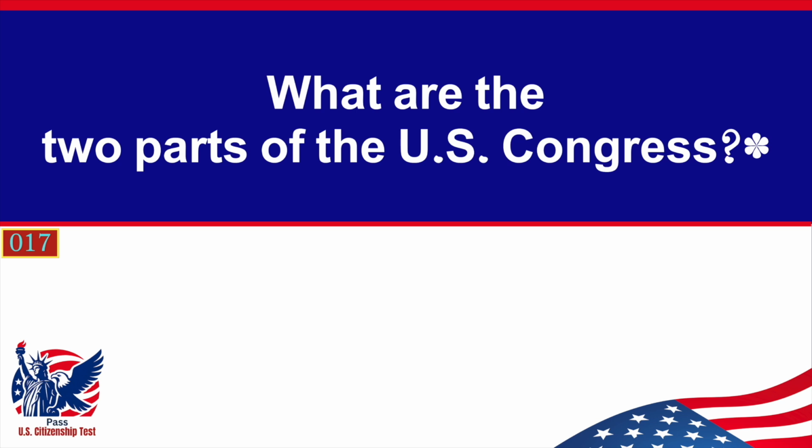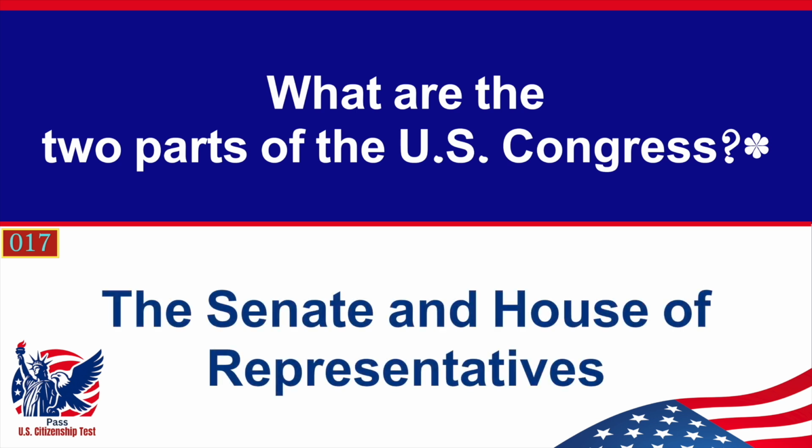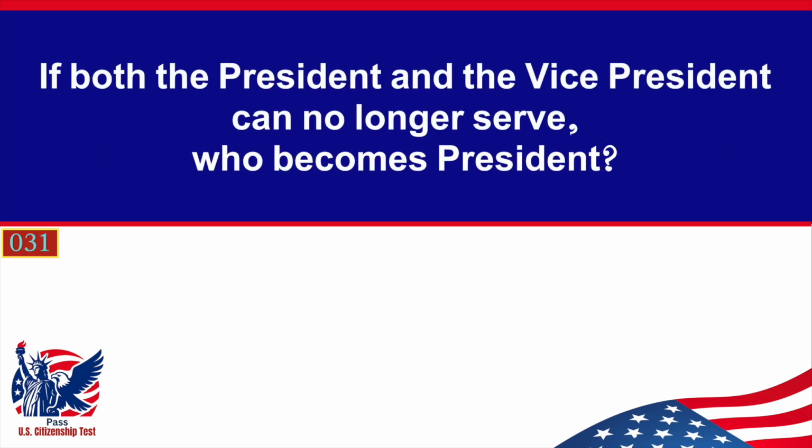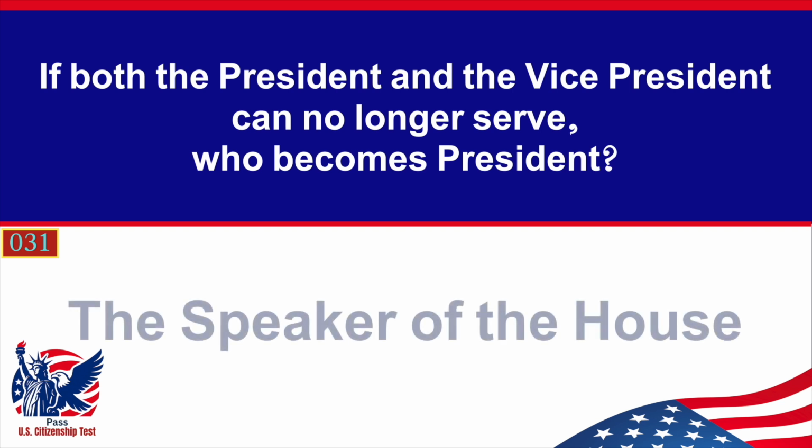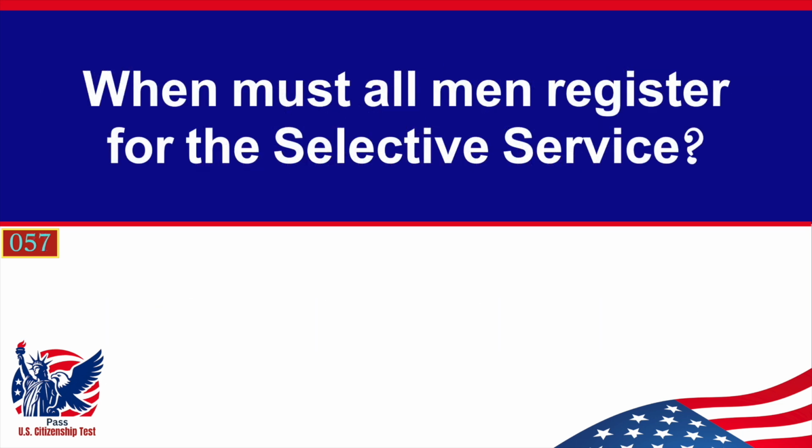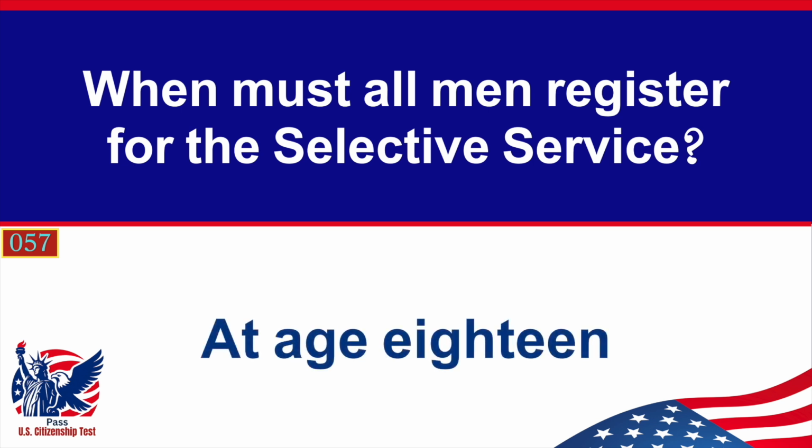What are the 2 parts of the U.S. Congress? The Senate and House of Representatives. If both the president and the vice president can no longer serve, who becomes president? The Speaker of the House. When must all men register for the Selective Service? At age 18.